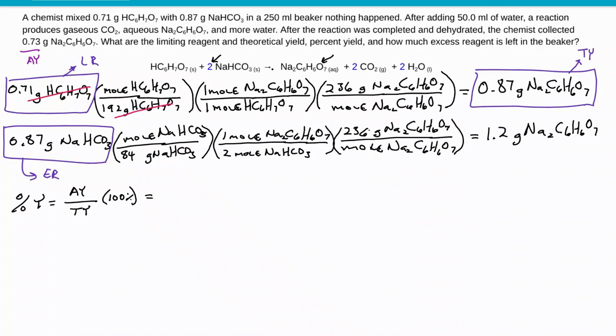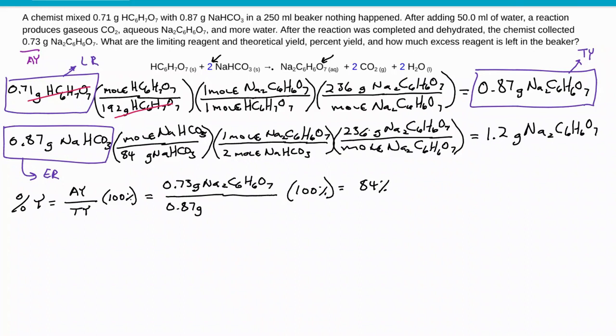To write it out, the calculation is always theoretical yield. So 0.87 grams will go on the bottom, and then the 0.73 grams in the word problem will go on top. That is our actual yield, the disodium citrate that the chemist collected. So times 100%. Do not do any shortcuts. Show people what you're doing. And that is an 84% yield.